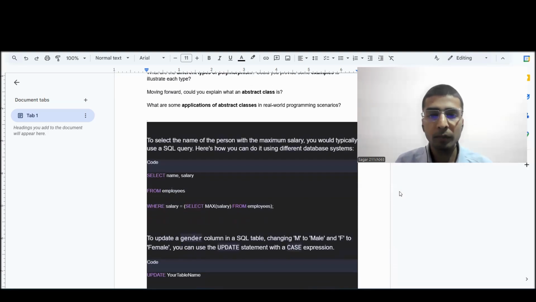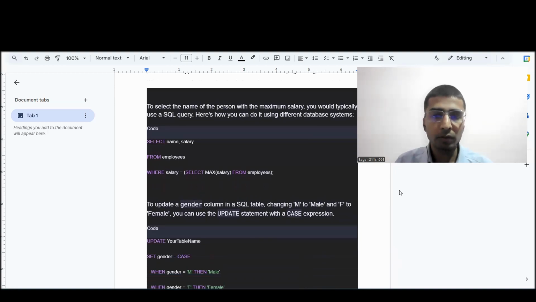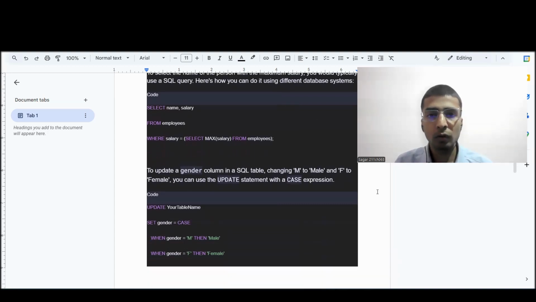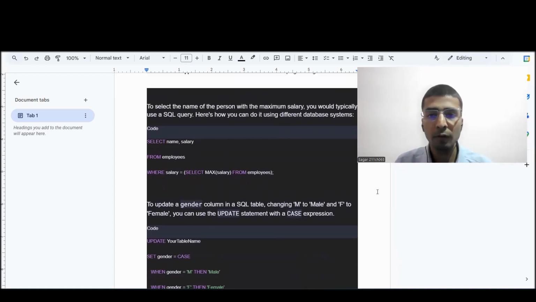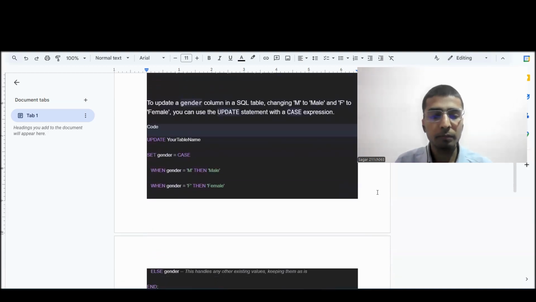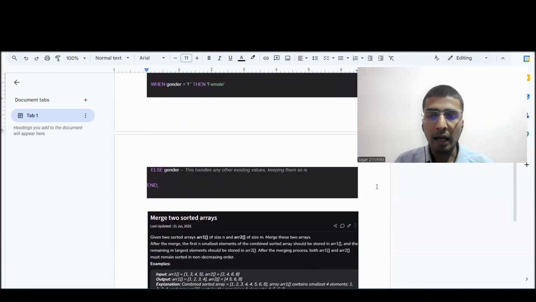The first two questions were from SQL. Both of these were easy to medium level, and I will add the link in the description if you want to solve them. Then at the end, she asked one DSA question. It was mainly sorting based.